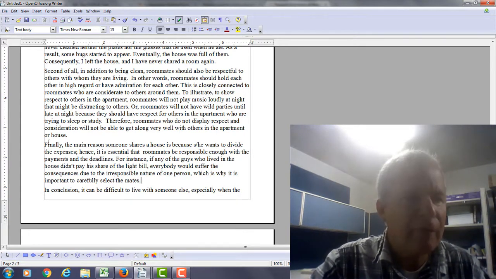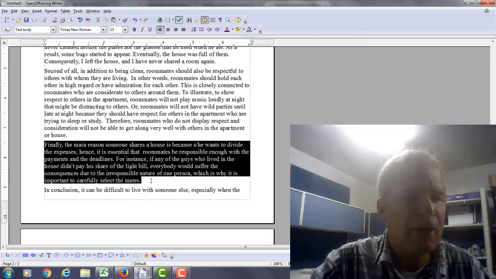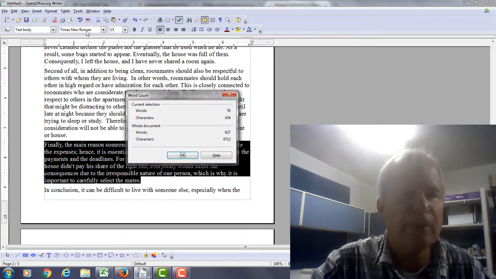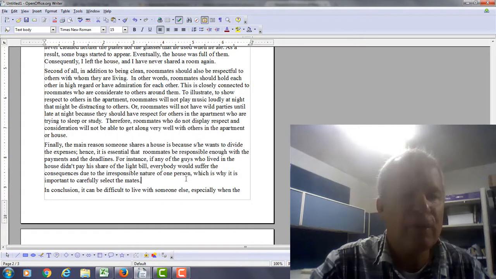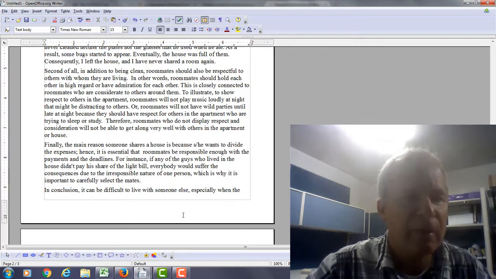Yet this paragraph is not quite developed enough. How many words do we have here? Let's look at this. So I think we need to develop this a little bit more, right? So the question is, what can we do here?